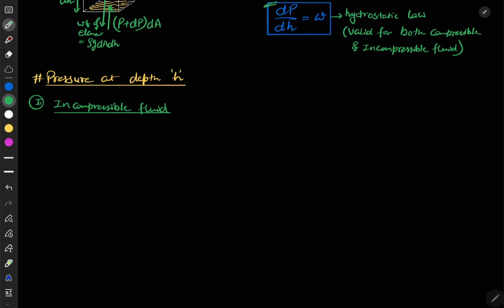So for incompressible fluid, we know that our density is equal to constant. Let's say this is our free surface, and we want to find our pressure at a point. Let's say this is our point A, and it is at h depth. Let's say rho is the density of the fluid. Now we can write our hydrostatic law. We know that dp by dh is equal to rho g.